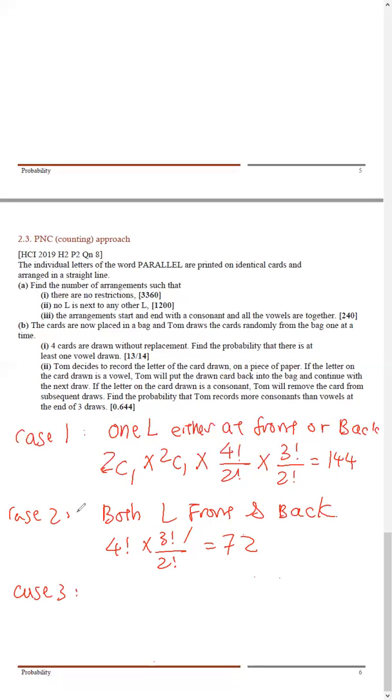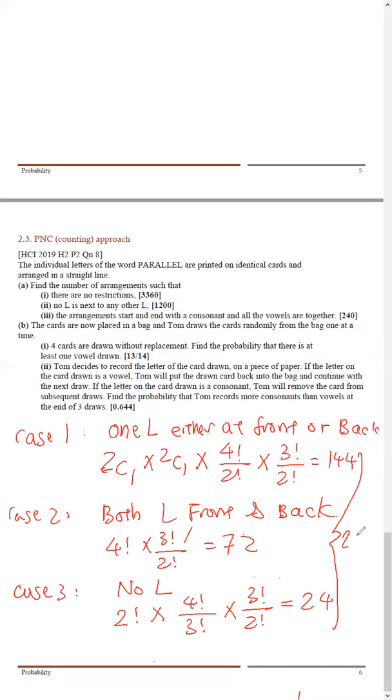So the last case, case number 3, no L's. So if there's no L's, then the front and back can only be P or R. But again, they can switch places, so the P and R can switch places. In the middle, when we arrange the 4 factorial, there will be 3 L's. And for the group of 3 vowels, 3 factorial divided by 2 factorial because of the 2 A's, and this will be 24. And if I add everything together, it gives me 240.